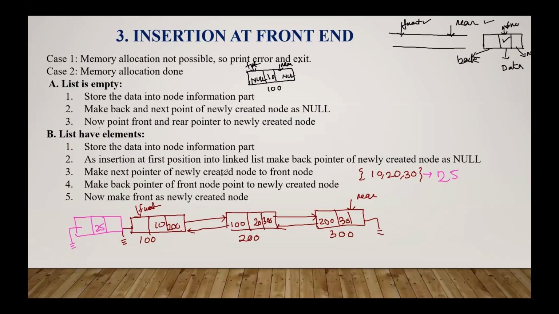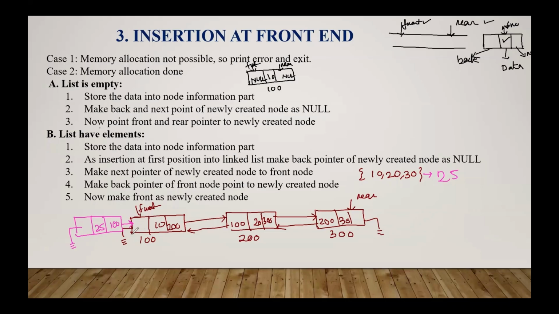Make the next pointer of the newly created node point to the front node. So for the newly created node, we store the connection to the next. If I store this, then the connection is established. Make the back pointer of the front node, because this is the front node, point to the new node. We have to make this new node the front. So this is the previous front, and this is the new front.